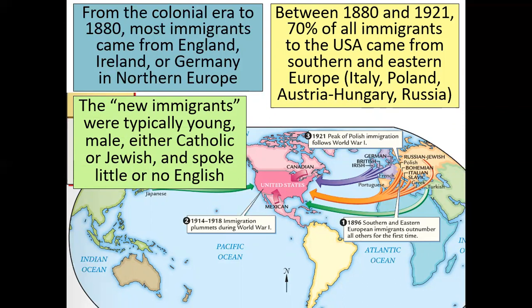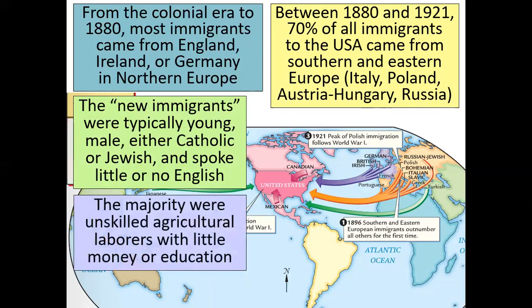These new immigrants were typically young Catholic males. Some of them were Jewish. They spoke very little to no English, and their languages are vastly different than English is. Russian even has a different alphabet than the American alphabet. That made it very difficult for the Americans already living in America to accept these new immigrants that were coming over.